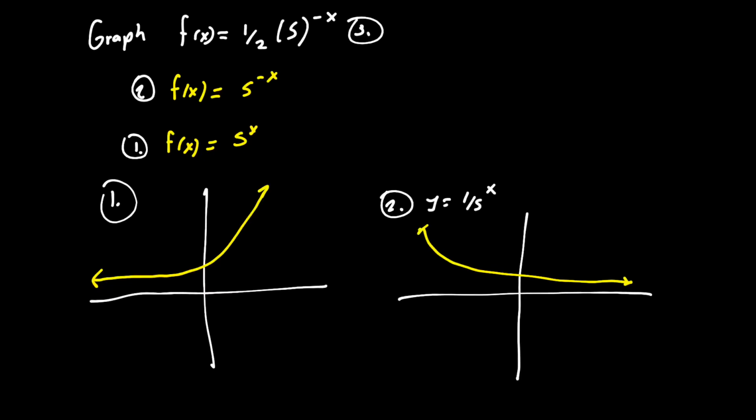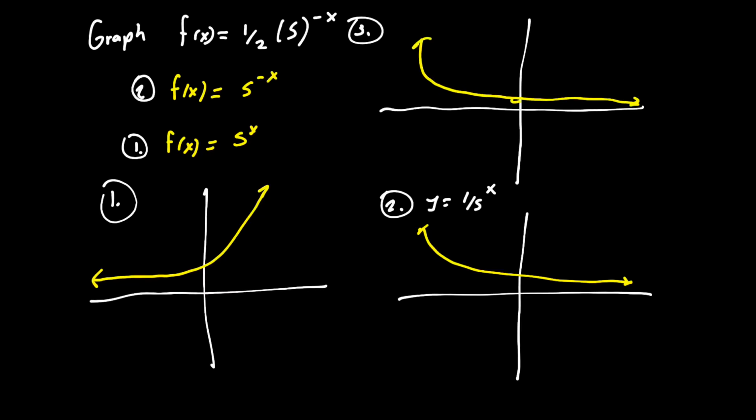And finally, we want to multiply this by a 1/2, so all the y values are going to be divided by 2, which means for graph number 3, our graph is going to look something like this, where our y-intercept now is the point (0, 1/2).